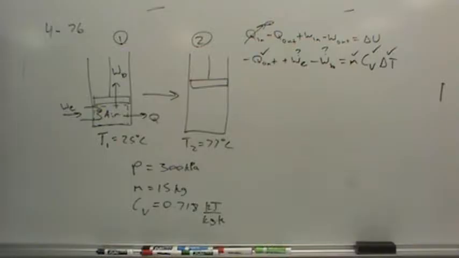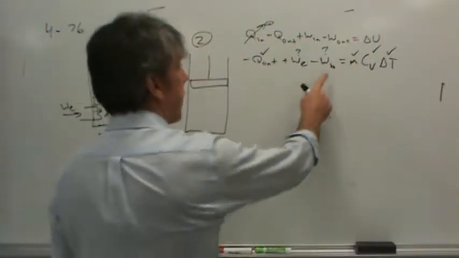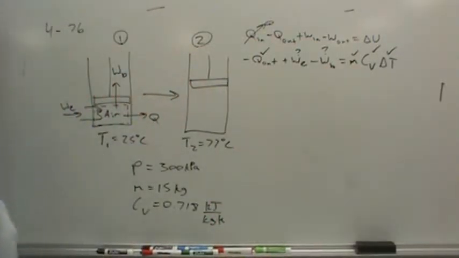We could evaluate the boundary work, right? Because think about it, the boundary work occurs at constant pressure. So go back to page 195 and see if there's a boundary work equation that would allow us to evaluate the amount of boundary work flow.